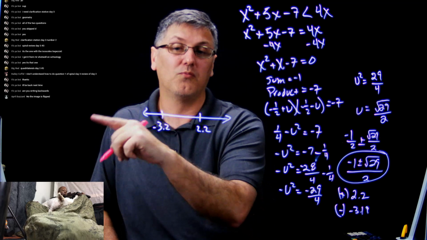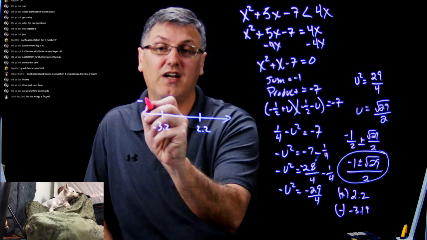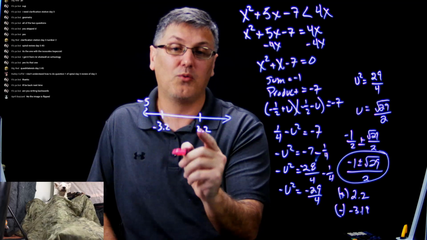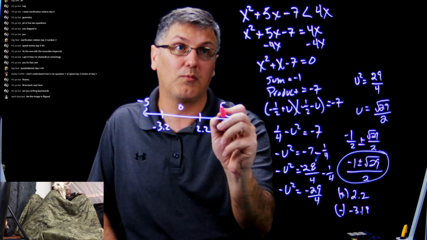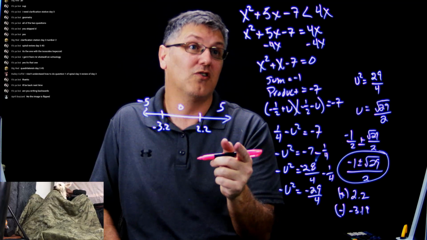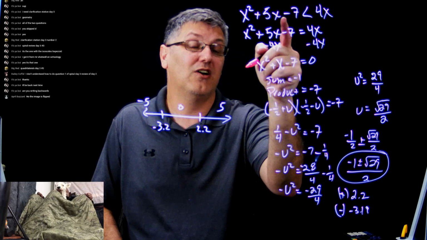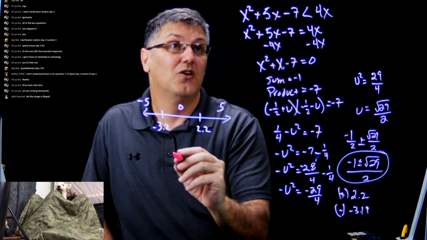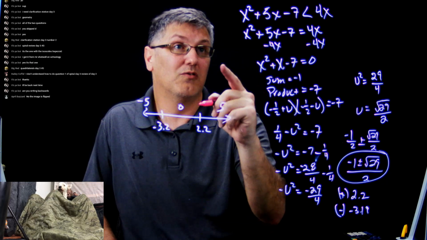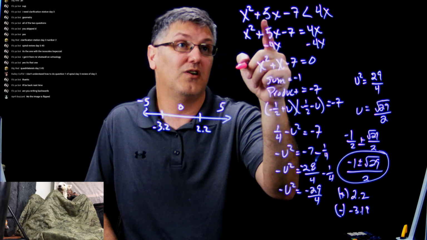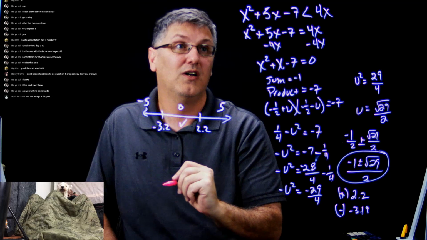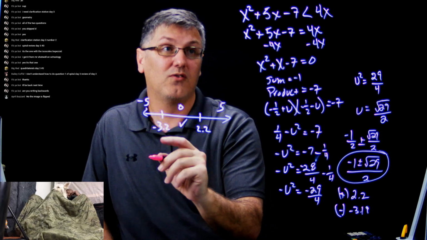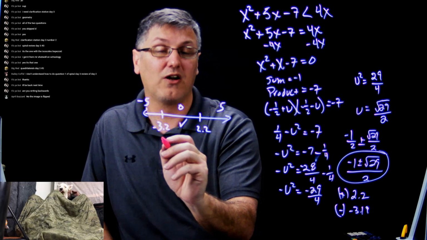I want to pick a number smaller than negative 3, I want to say negative 5. I want to pick a number between these, I want to pick 0. And I want to pick a number greater than 2 that's easy to do math with, and I'm going to say 5. What I'm going to do at this point is simply plug it back in here and look for a true-false statement. So let me do 0 real quick. 0 and 0, add 0. Negative 7 is less than 0. This works.